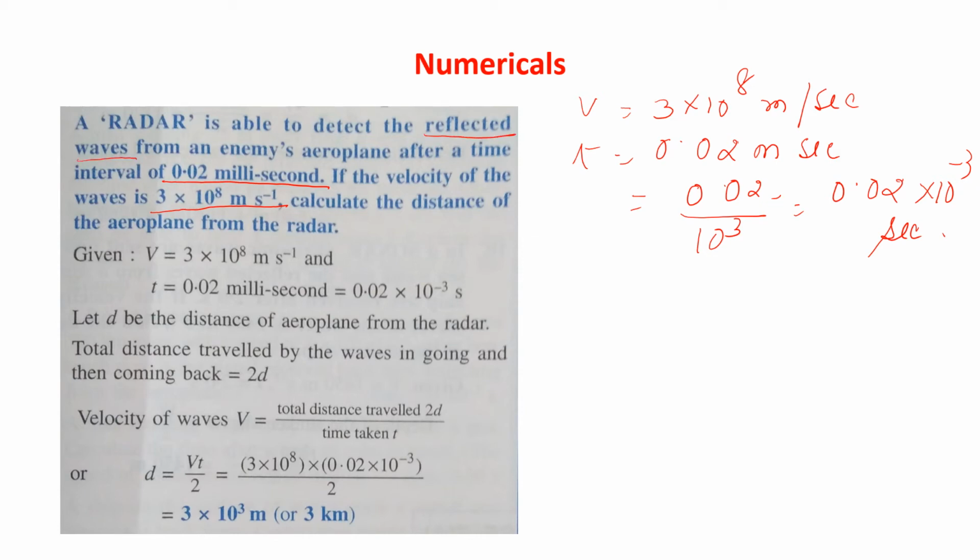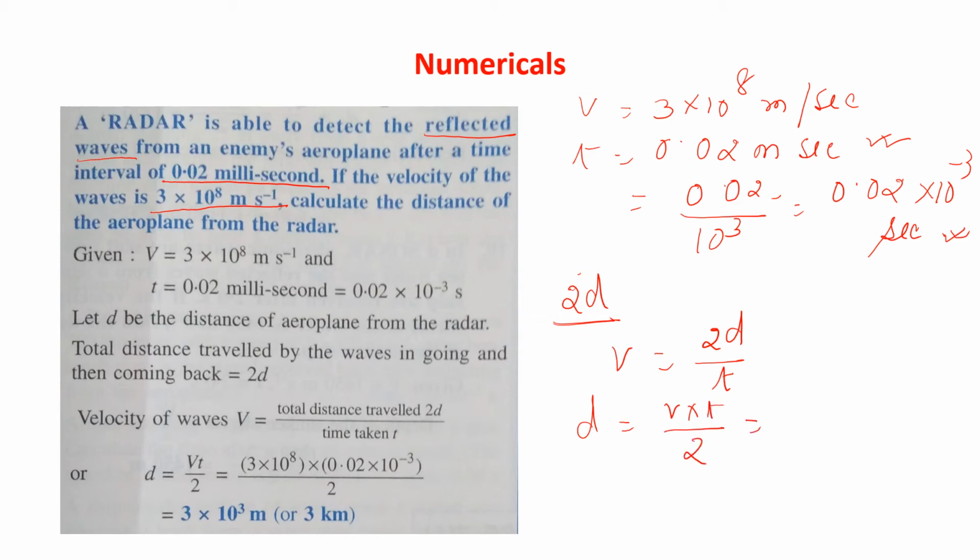Now the question says a radar is able to detect the reflected wave from the enemy's aeroplane. That means this is an echo. So the time taken to get the echo is 0.02 millisecond, or 0.02 into 10 to the power minus 3 second. So the formula should be taken for 2D, because it is an echo. So the formula is V is equal to 2D by T. From there, you have to find out D. D is equal to V into T by 2.